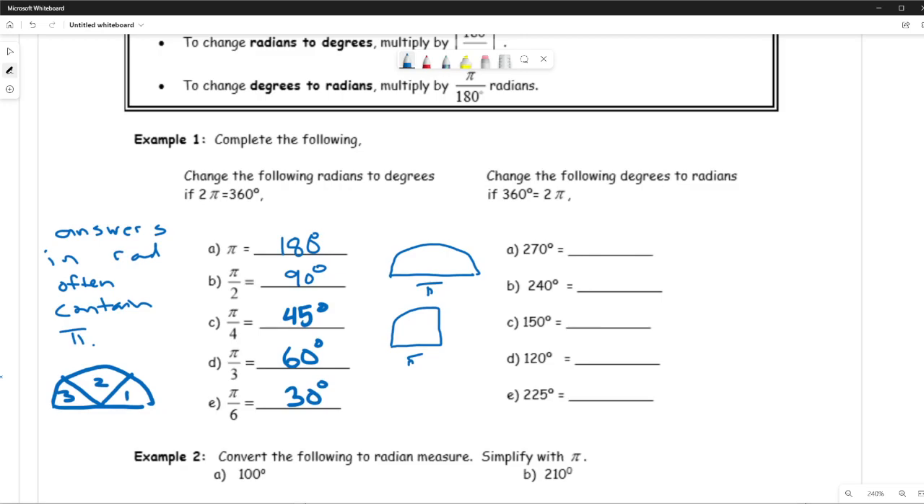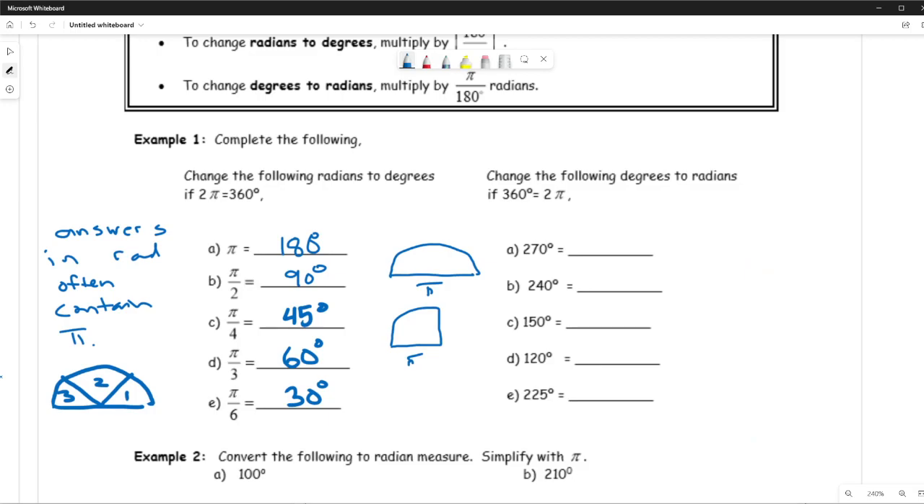Hopefully this makes sense to you. If it doesn't, then go over to pi over 6, for example, and use your converter. Multiply it. Pi over 6 times 180 over pi. What happens? Pi and pi cancel. You get 180 over 6, which we know is 30 degrees. That's how I'm doing this. Basically, I'm substituting 180 in my mind for pi.